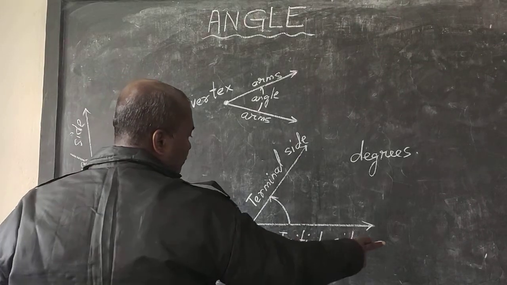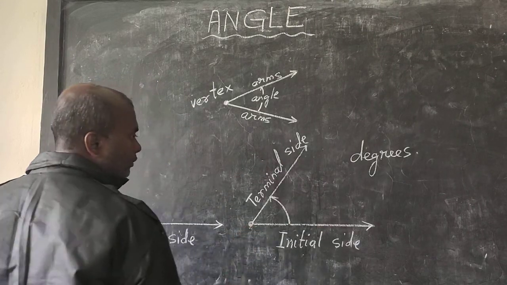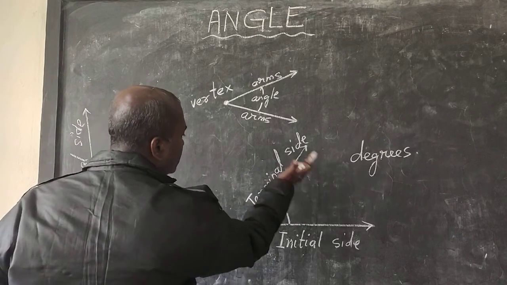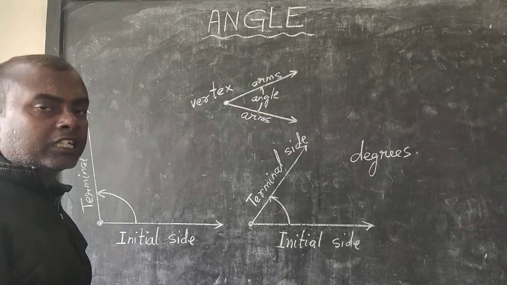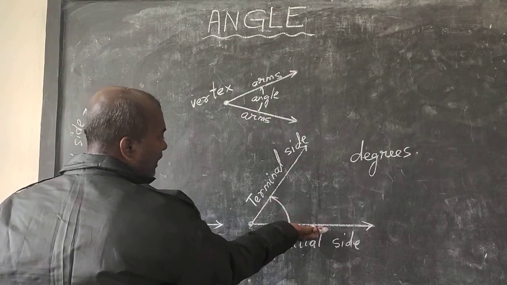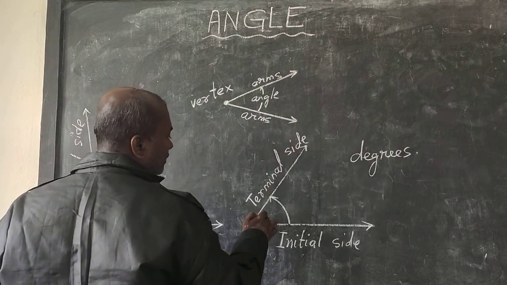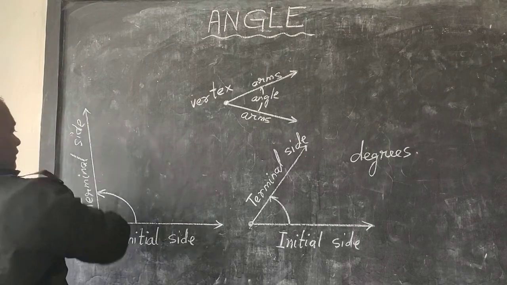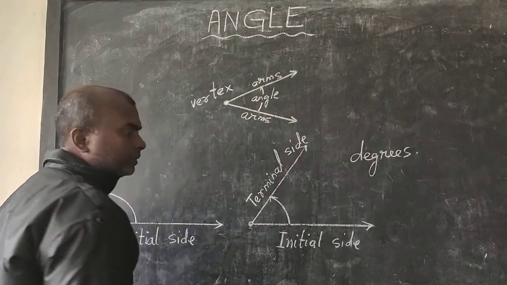So the initial side remains fixed, the terminal side rotates about this fixed point called the vertex, and the value of an angle depends on how much the terminal side rotates with respect to the initial side. This particular angle has only gone this much, the terminal side has only gone this much, whereas in this particular angle it has gone further. So the value of this particular angle is more compared to the value of this angle.